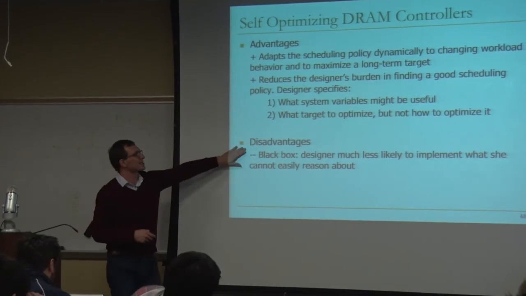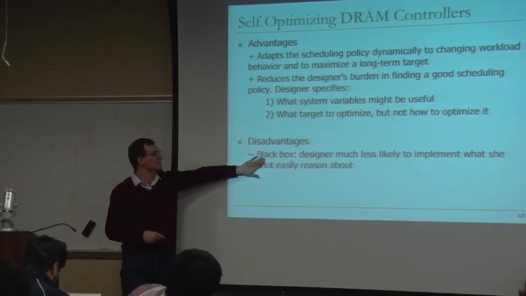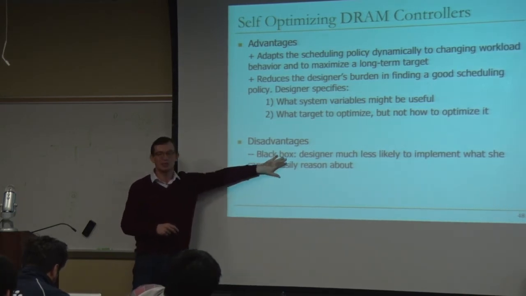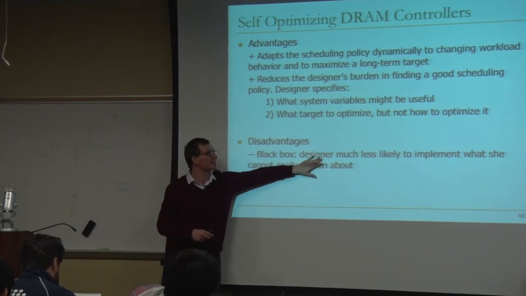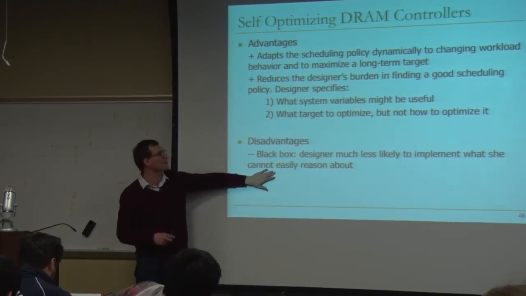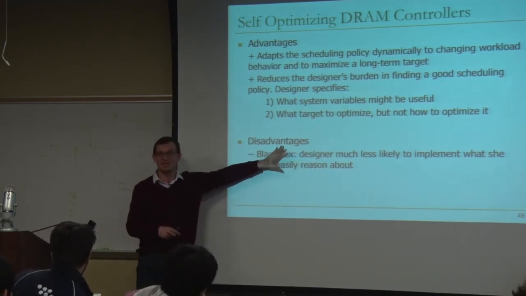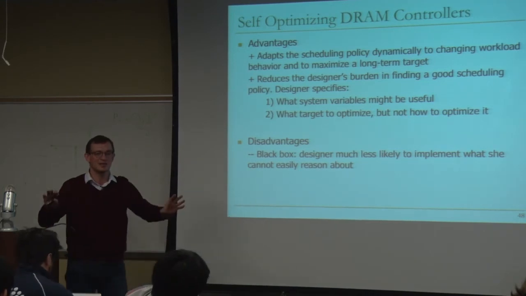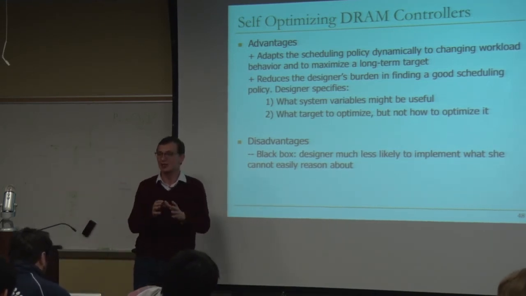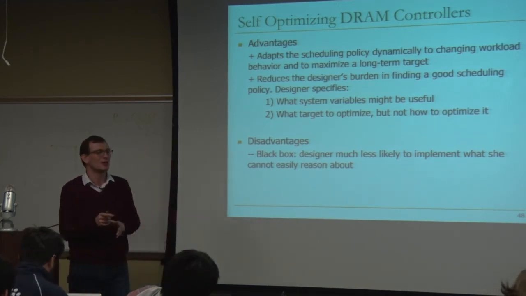The disadvantages, this is usually a big disadvantage whenever you employ machine learning techniques. It's a black box, right? You don't know what the underlying controller is really doing. The system designer is, as a result, much less likely to implement what she cannot easily reason about, because you cannot reason about what's going on with the scheduling policy, right? It's optimizing for some reward value. It's trying to maximize that, and it's associating some state action pairs with the reward values, but at any point in time, you do not know what the scheduling policy is.